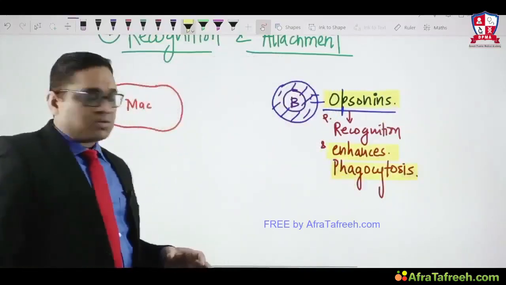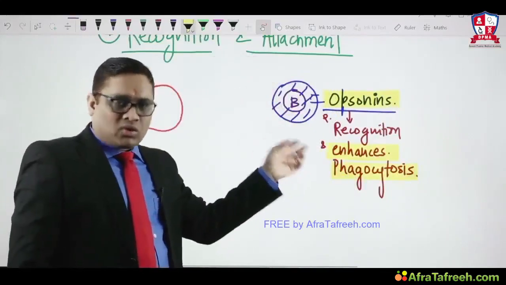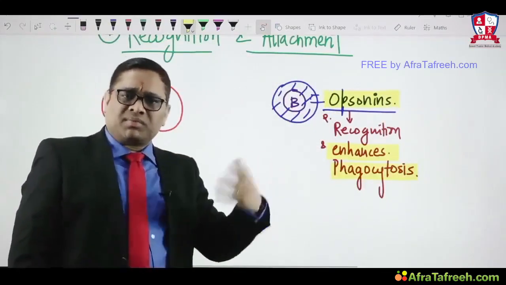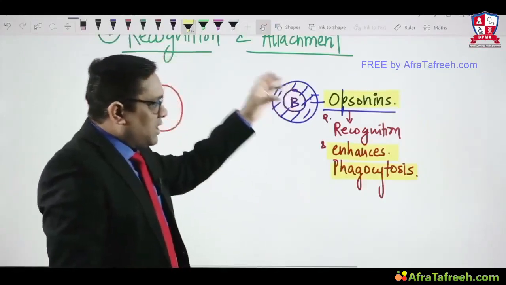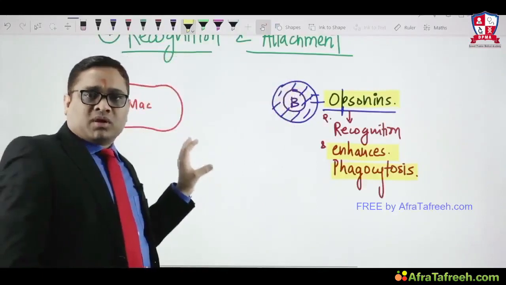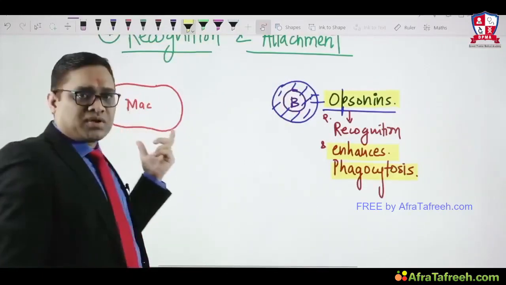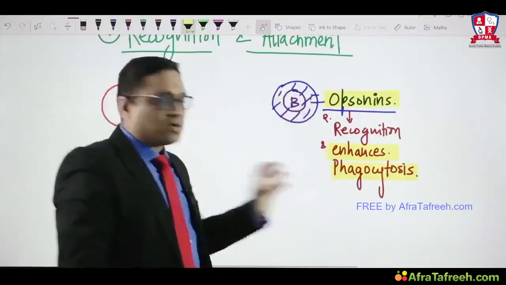How will they enhance phagocytosis? They will coat the bacteria or any cell. Not only bacteria, they can coat any cell: RBC, WBC, platelet. Because of the coating of the cell or microbe, it will be identified by the macrophage or phagocytic cell. So that is why it is written recognition and enhances phagocytosis.